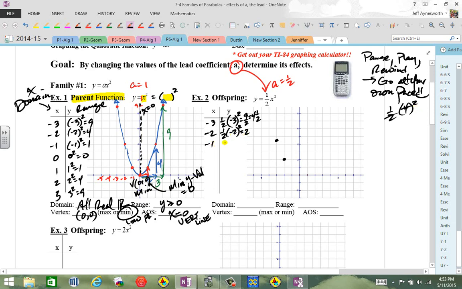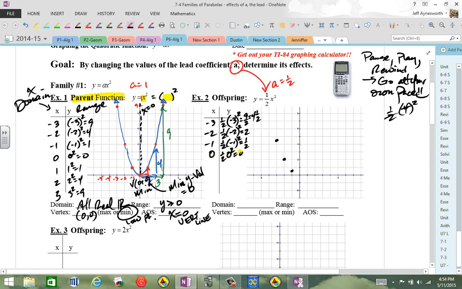So what is it when x is -1? So 1/2 times -1 squared. Well, that's 1/2 times 1, which is 1/2. So let's plot these points. -2, 2, apply to that. -1, half, left 1 up a half. Ooh, right there.